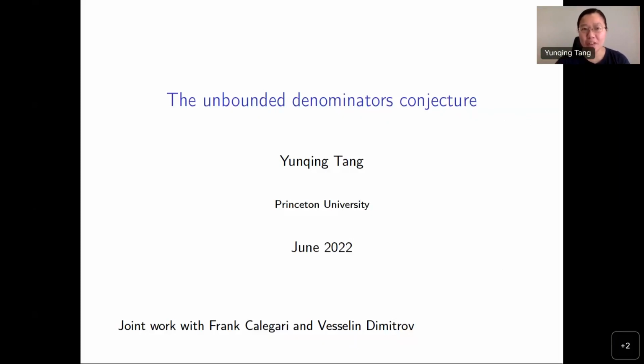Okay, so today I'm going to talk about the joint work with Frank Calegari and Vesselin Dimitrov about the unbounded denominators conjecture, and also I'll mention a key ingredient in the proof, which also has other applications. Let me start by talking a little bit about the background of the unbounded denominators conjecture for modular forms.